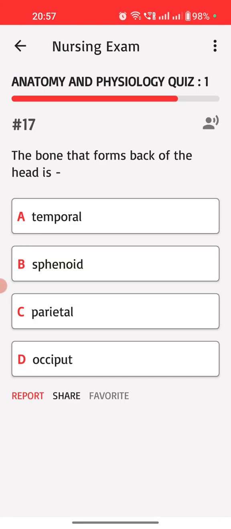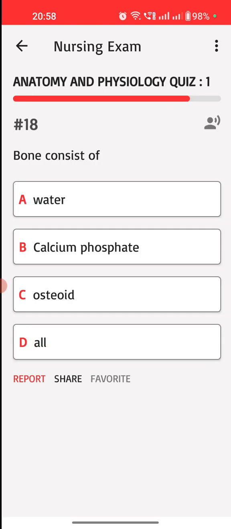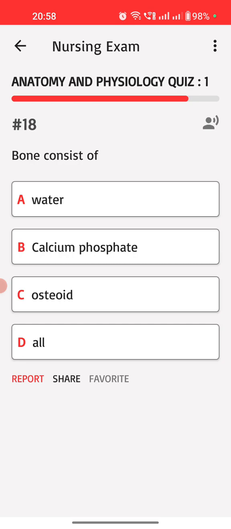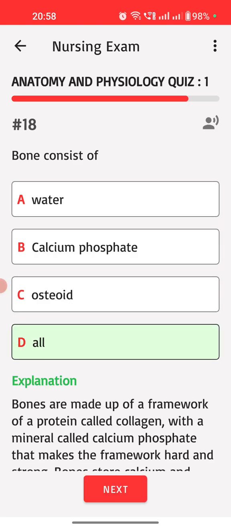The bone that forms back of the head is A. Temporal, B. Sphenoid, C. Parietal, D. Occiput. Correct answer. Bone consists of A. Water, B. Calcium phosphate, C. Osteoid, D. All. Correct answer.